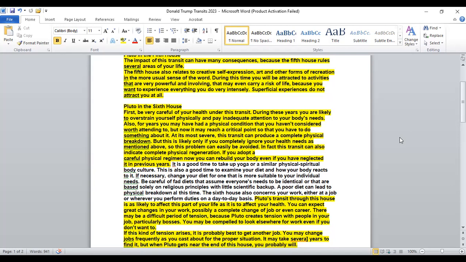This is now the natural house of Virgo: health, work, employees. So first of all, be careful of your health under this transit. During these years, you're likely to overstrain yourself physically and pay inadequate attention to your body's needs. Also, for years, you may have had a physical condition you haven't considered worth attending to, but now it may reach a critical point, so you have to do something about it.